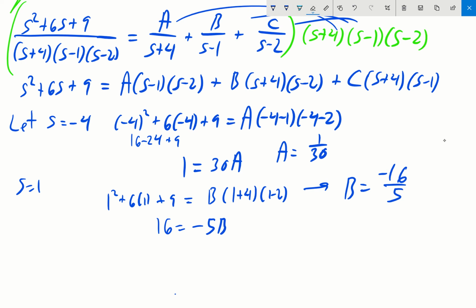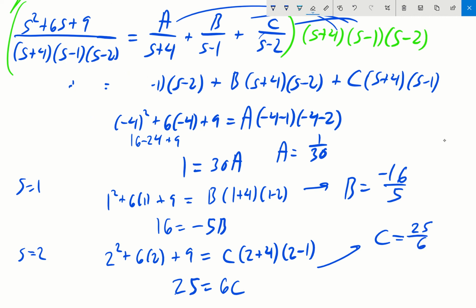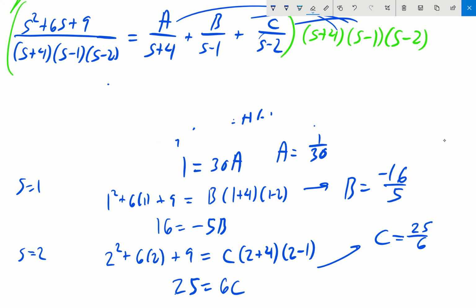And then lastly, to solve for C, let s be equal to 2. If s is equal to 2, then we get 2 squared plus 6 times 2 plus 9 is equal to, if s is 2, then the first terms cancel, and we get C times (2 plus 4) times (2 minus 1). That's 4 plus 12 is 16, plus 9 is 25, equals 6C. So C equals 25 sixths. So we've successfully completed our partial fraction decomposition.